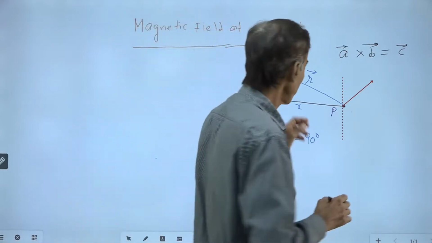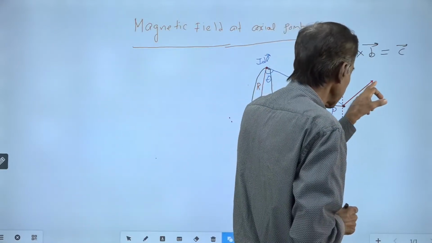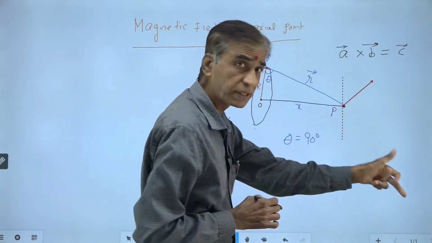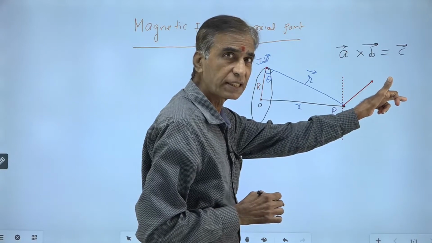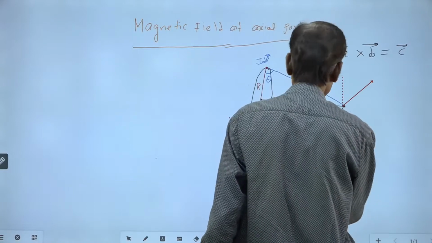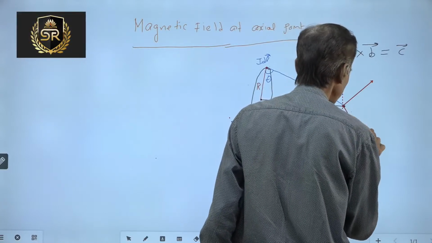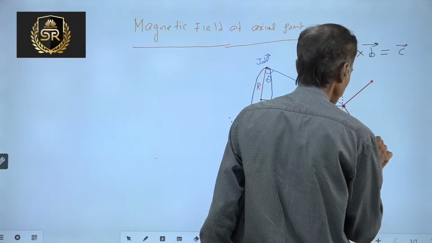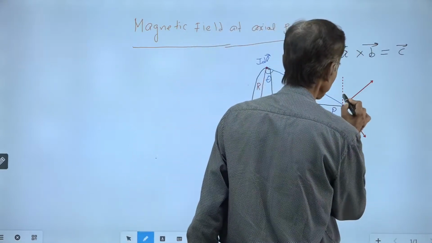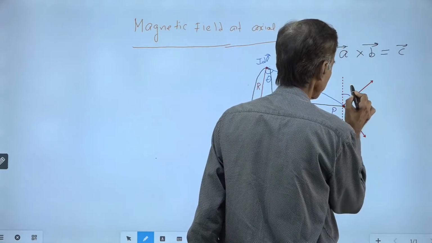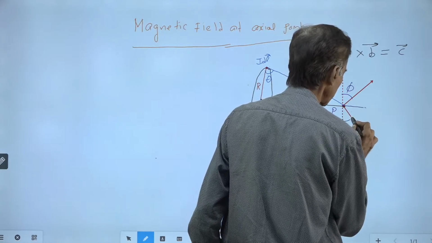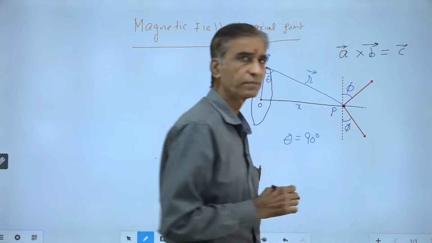That means, due to this element, if this is the direction of the field, there is one more element here. That field will be in the opposite direction, just opposite to this. Isn't it mutually perpendicular? Therefore, our field due to the bottom element will be in this direction. So this is our angle phi, not theta, sorry, phi. Then this is also phi.